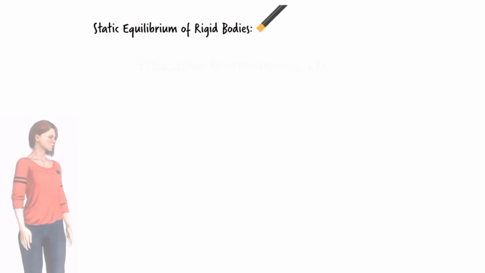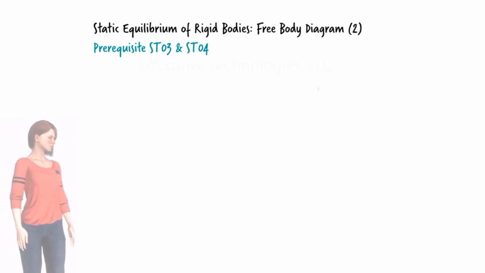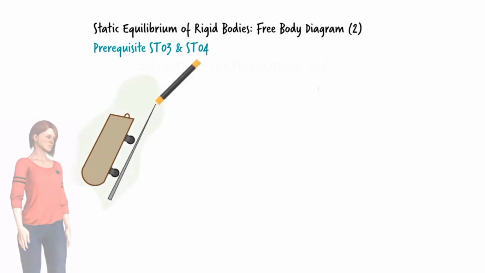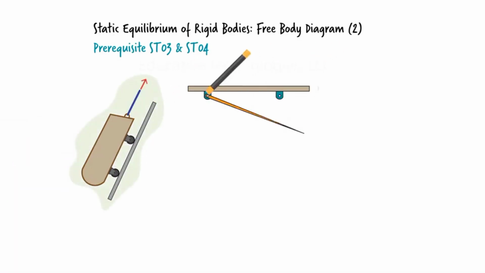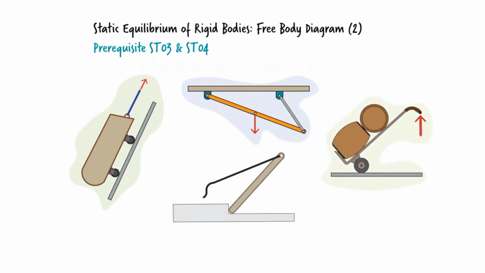In the previous lecture, we introduced the concept of free body diagram as a graphical representation of relevant forces and distances needed for writing the static equilibrium equations for a rigid body. In this lecture, we are going to examine several such rigid bodies and show how to construct a relevant free body diagram for each problem.